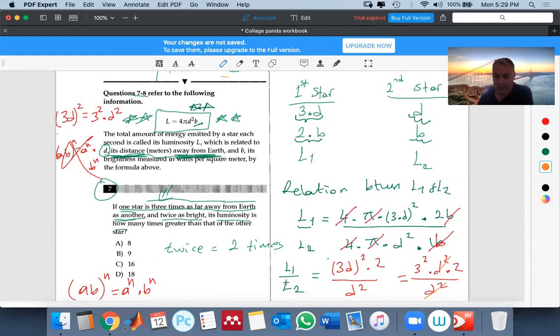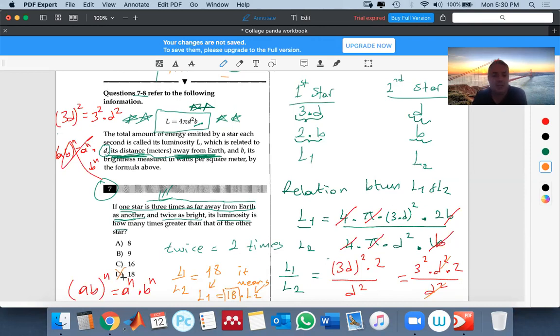When I calculate L1 over L2, this is equal to 3 to the power of 2, which is 9, times 2, 18. So L1 over L2 is 18. It means L1 is 18 times L2, by cross multiplication. So the question is, how many times greater is L1 than L2? 18 times greater. So the result is 18.